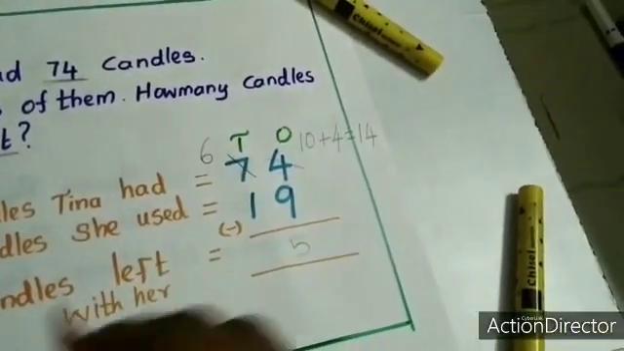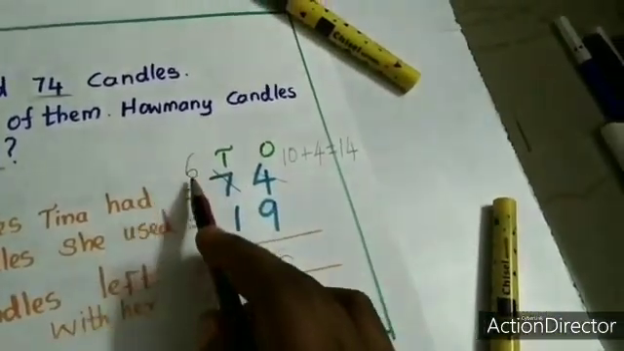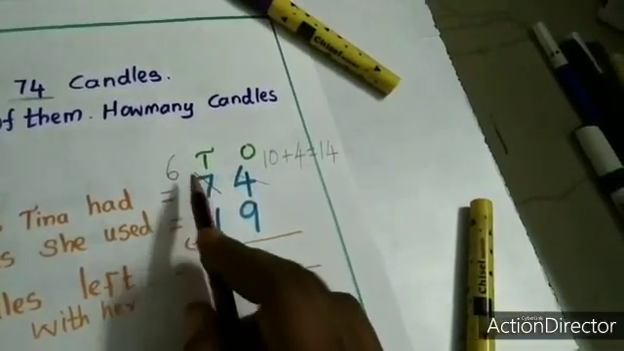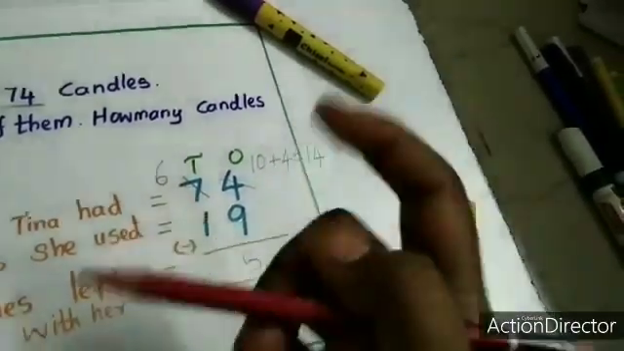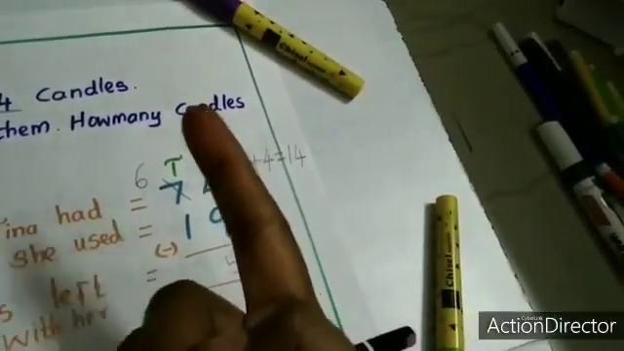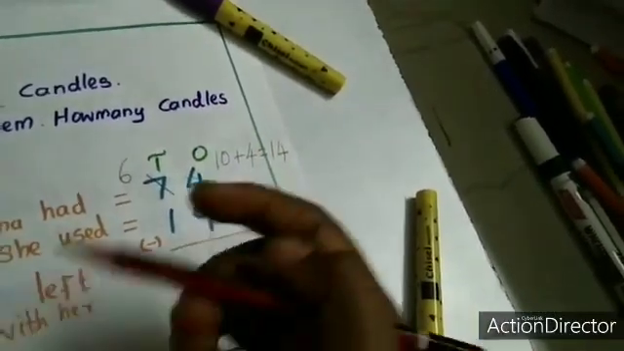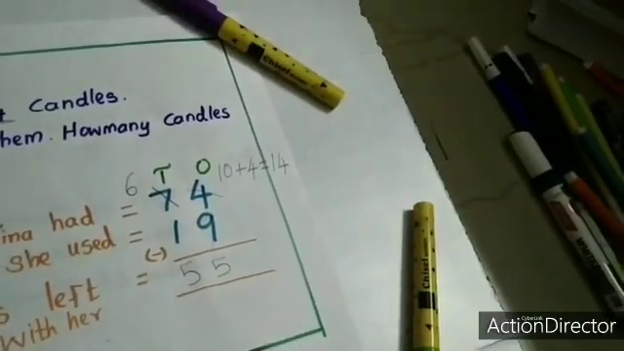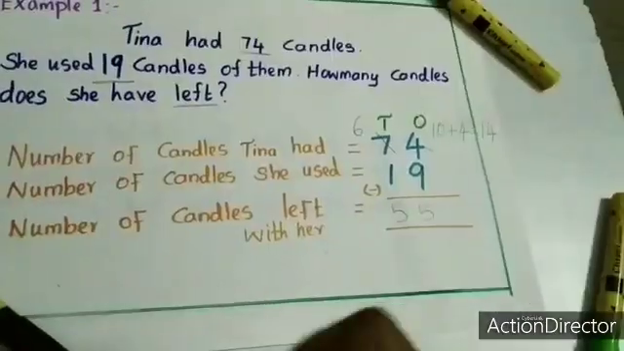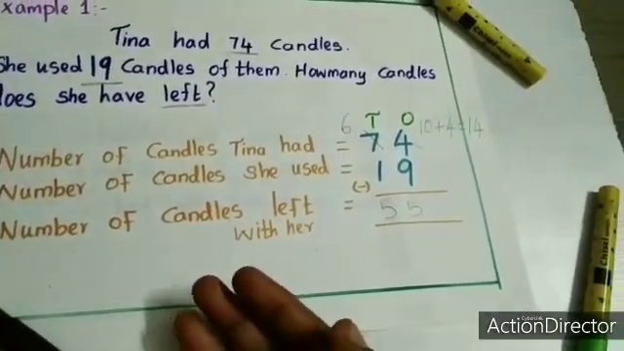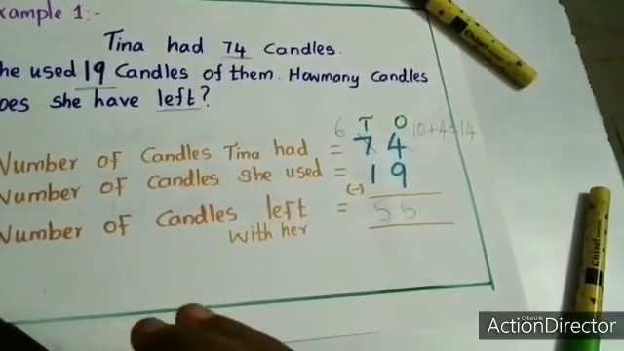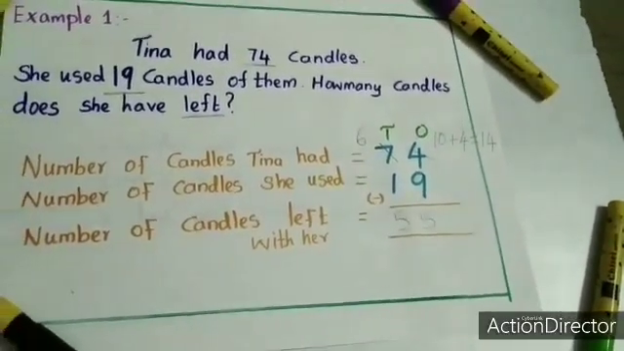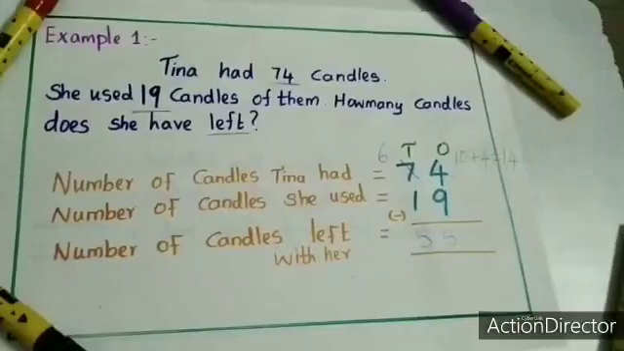Next, we subtract the tens column. Here 6, here 1. 6 minus 1. 6 in the mind, 1 in the finger. 6 before, what will come? 5. So the answer is 55. How many candles are there now left with her? 55 candles left with her. All of you understand, children?